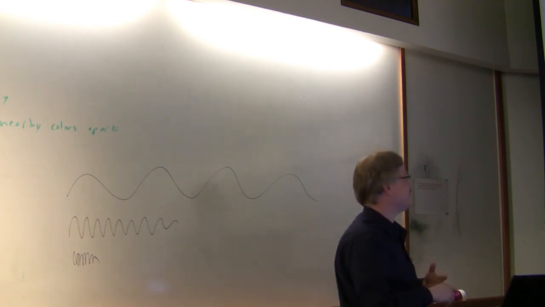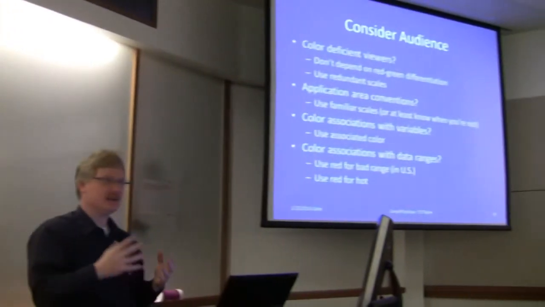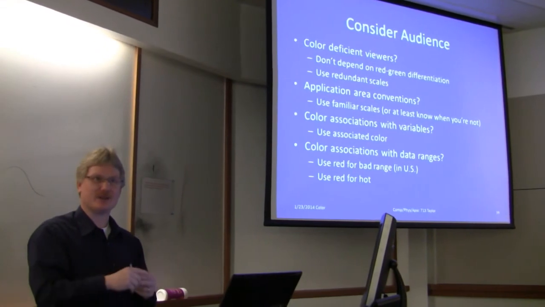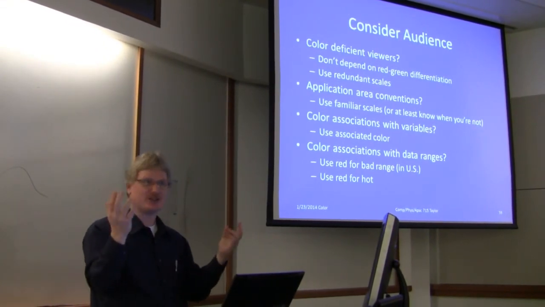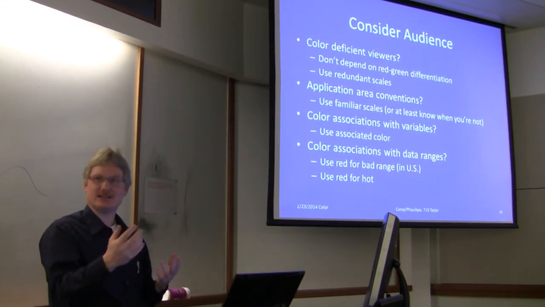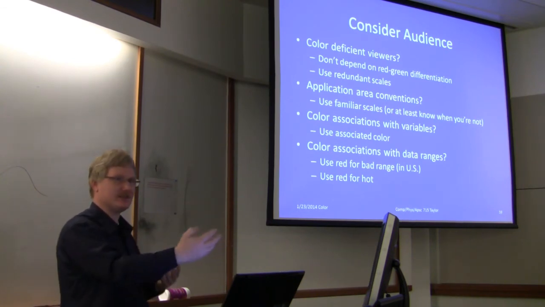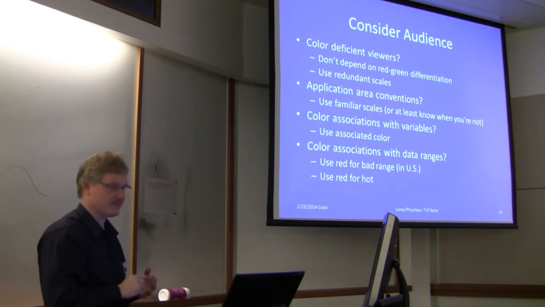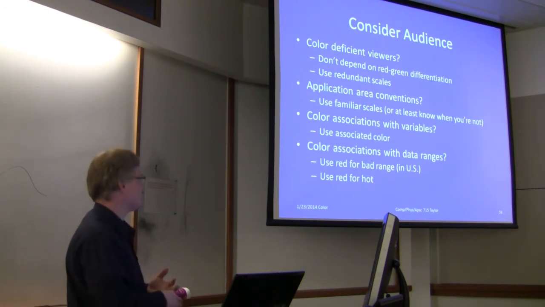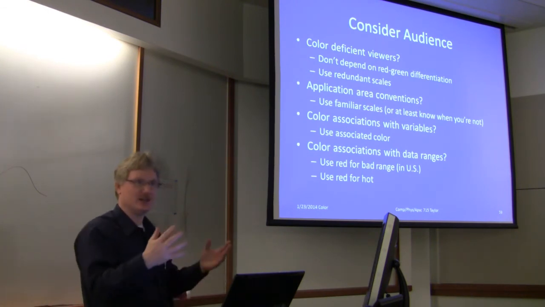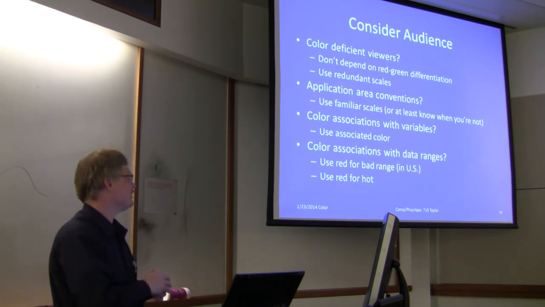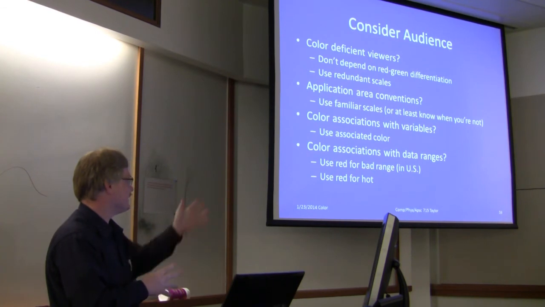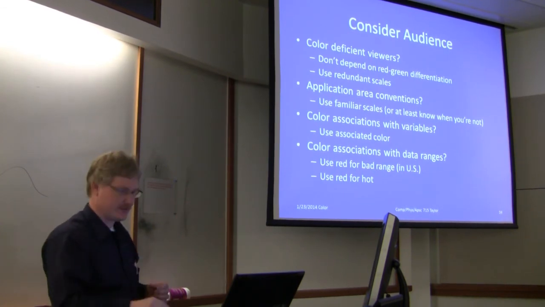So is there a convention in your application area? Don't make your carbon atoms something other than black. Don't make them pink just because you like that. It'll confuse a scientist, unless there's a strong reason to make them pink, like you had to draw attention to them, and then you had better explain what's going on. If there are associated colors with variables, use the associated color. If it's temperature, red would be a way to think about high temperature. And again, red for hot, red for bad in the US.